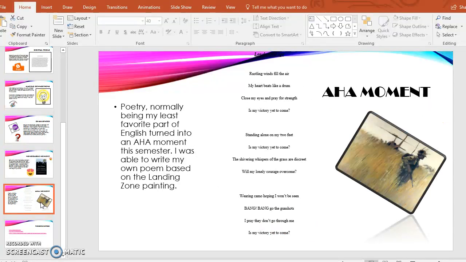My aha moment. Me writing my own poem based on a painting, you would think it's some kind of April Fool's joke or something.